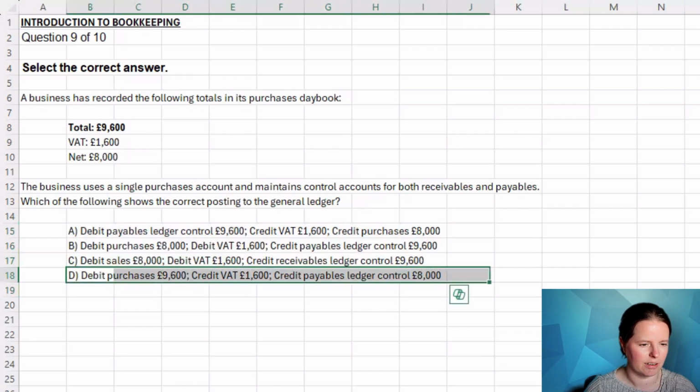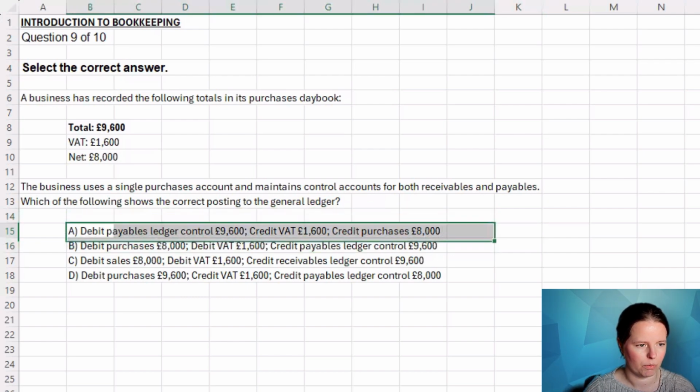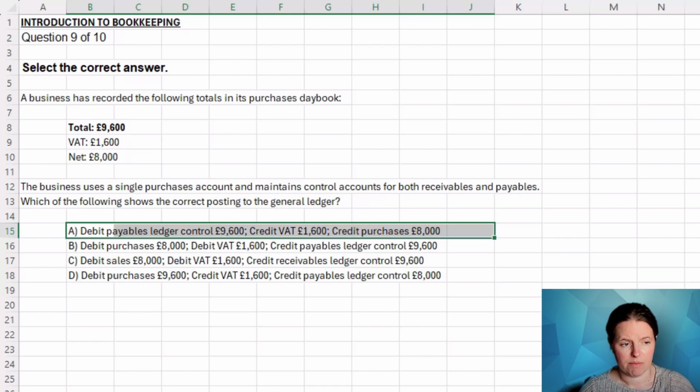So we'll start from the top. Debit payables ledger control account, 9,600, credit VAT, credit purchases. Okay, now again, with this, we're looking at the purchases day book. So we're looking at amounts that we owe as a company out to the supplier. So we're not going to be debiting the payables ledger control account with the 9,600. So we can rule that one out.